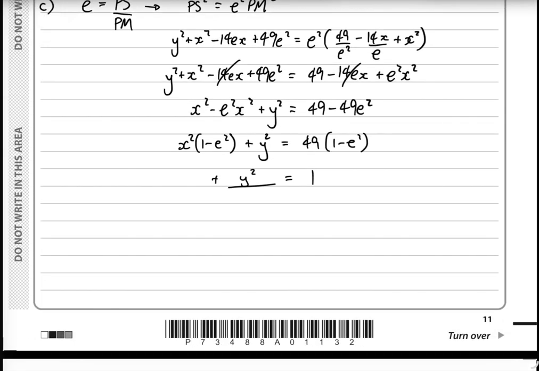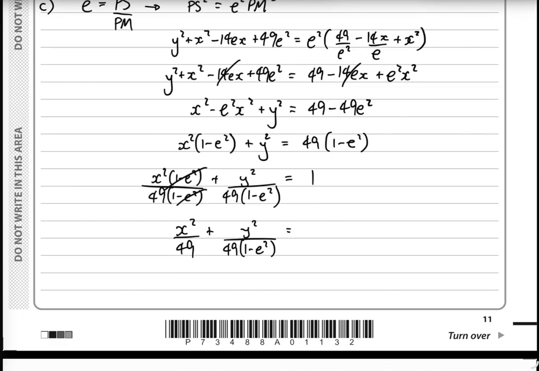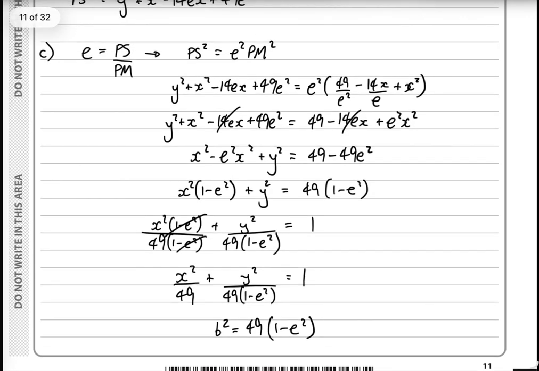So we've got y squared over 49(1 minus e squared), and of course when we divide through here, that bracket on top cancels, to give us the equation that we had. And we know that that means b squared equals 49(1 minus e squared). So this was a key part of that process.